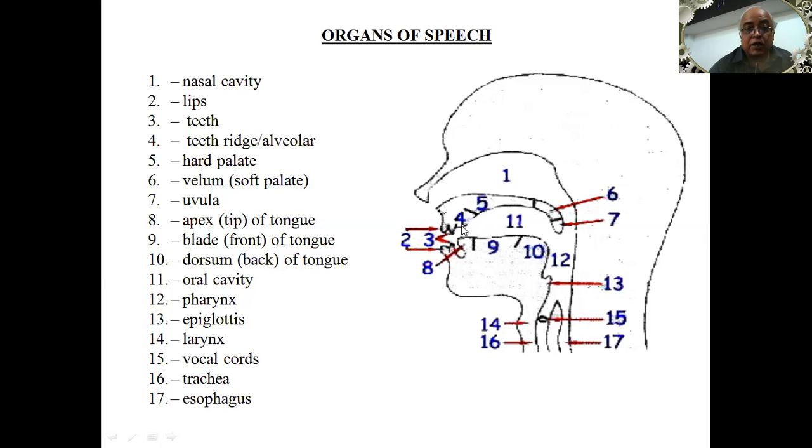Then there is the tongue, the tip of the tongue, the front of the tongue and the back of the tongue. This is the oral cavity. Then we have the pharynx out here, the epiglottis, and this is the larynx, inside which there are the vocal cords. These are the few things which we should be able to know, so that we are able to identify and distinguish the sounds.